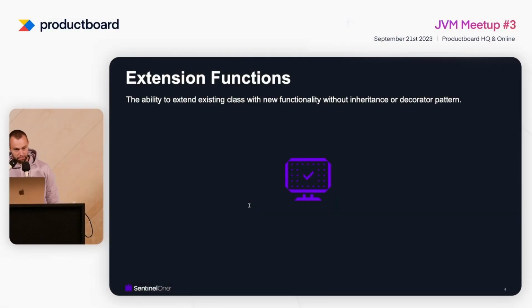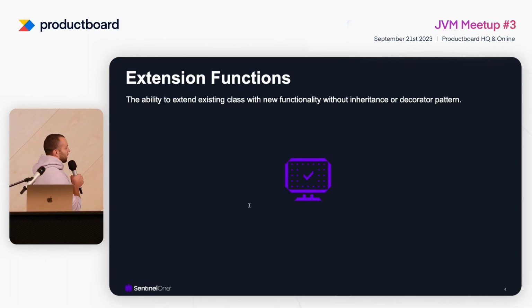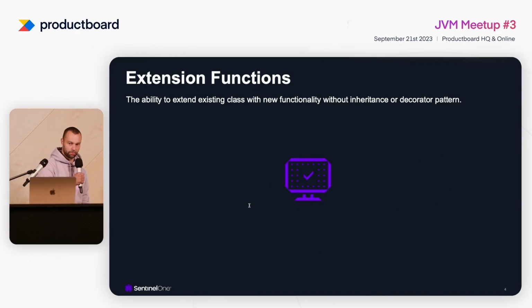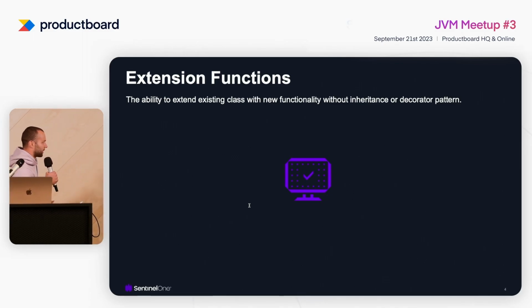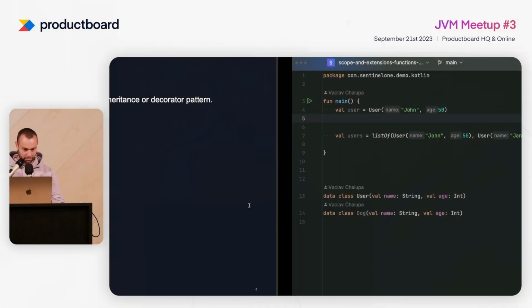To sum it up, it's the ability of Kotlin to extend existing classes or interfaces with new functionality without inheritance or the decorator pattern. Does anyone know the decorator pattern? I didn't use it for maybe 10 years. But it's definitely useful. Let's start with some coding.